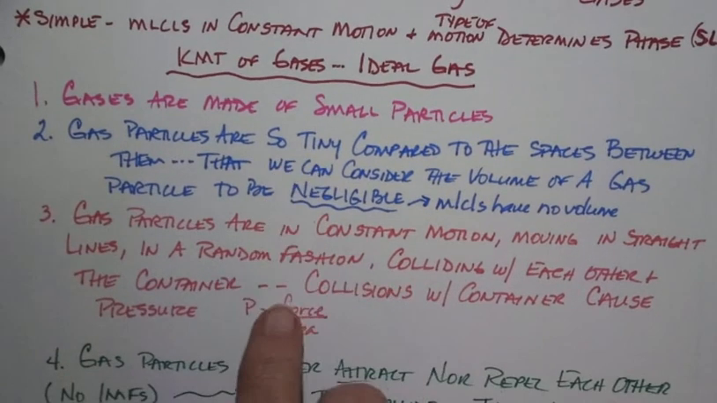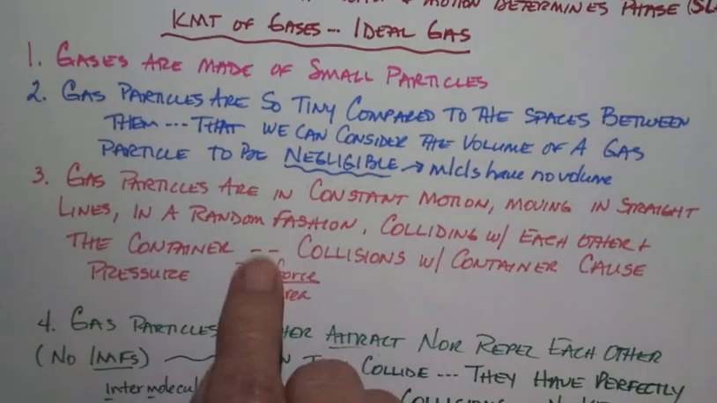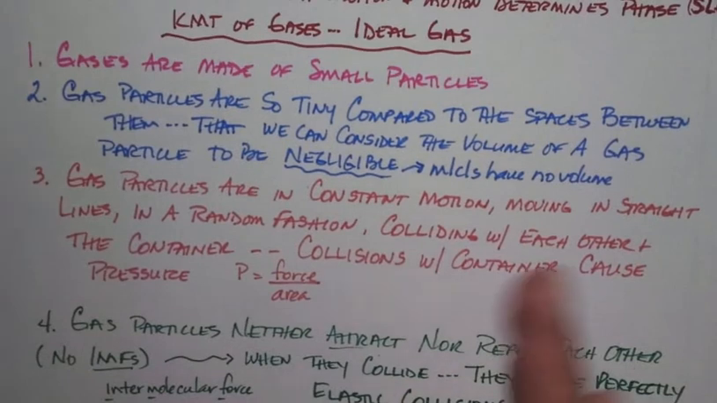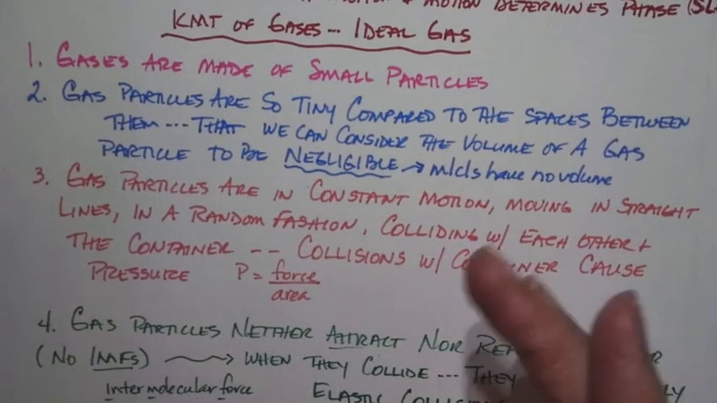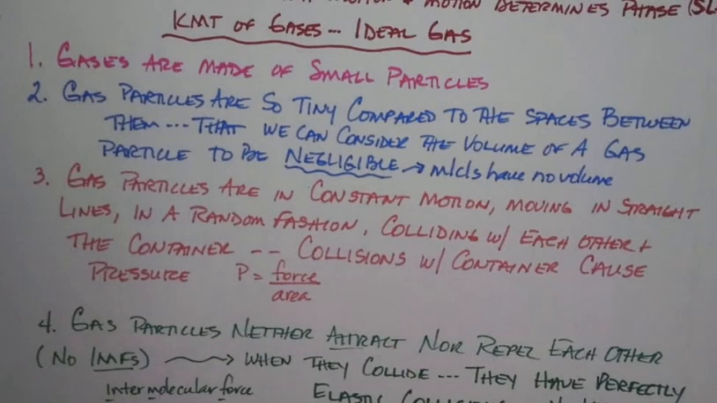Number three, the gas particles are in constant random motion. They move in a straight line at a constant speed until they bump into something else. They hit things that are in the container and they hit the sides of the container. When they hit something, specifically something that's not another gas molecule, that's what forms pressure. Mostly we're concerned about pressure on the sides of the container, so that's what we usually talk about.